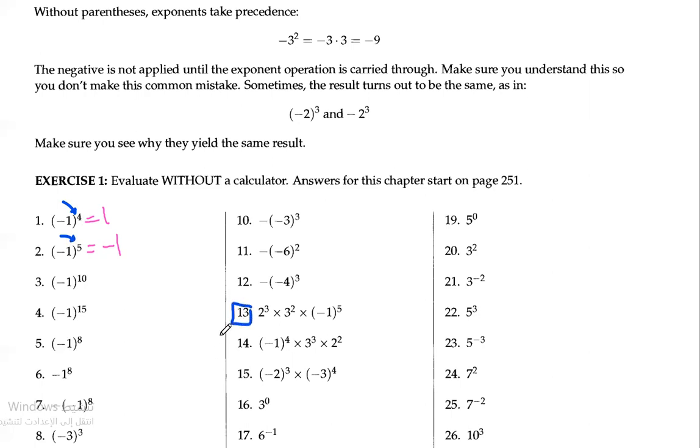Number 13. 2 to the power 3 is 8. 3 to the power 2 is 9. Multiplied by negative 1 to the power 4, which means it's multiplied by negative 1. So 8 multiplied by 9 is 72, multiplied by negative 1 equals negative 72. Correct. Good job, Zainab.